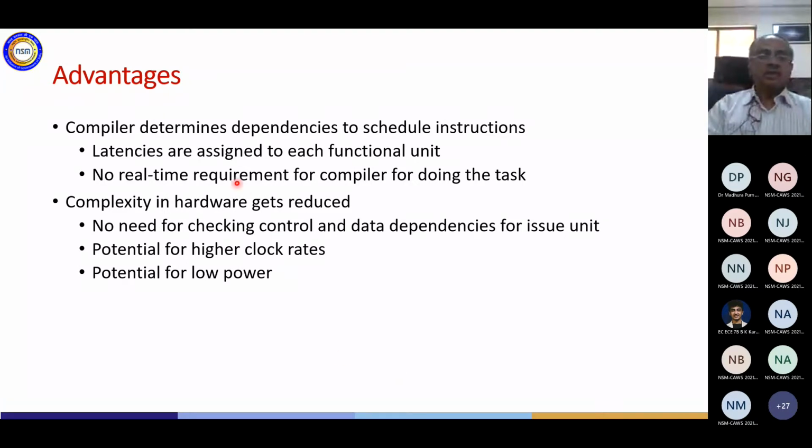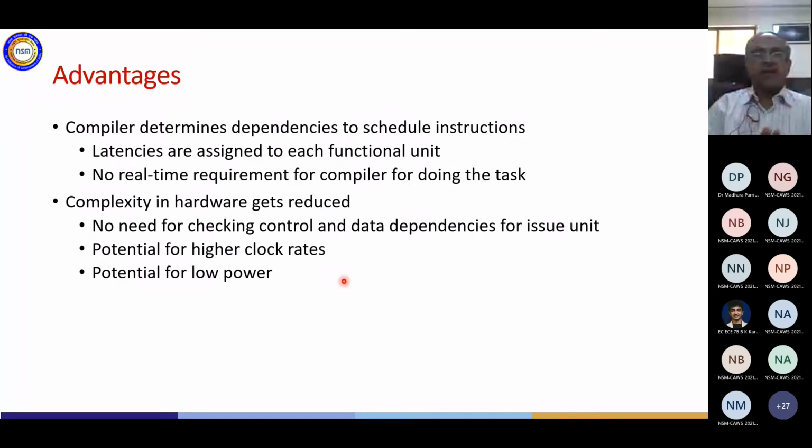Remember, in superscalar, when the issue unit was doing it, it had a time pressure. There is no time pressure here, because instead of 1 second, suppose the compiler takes 5 seconds, that's perfectly fine because it's a one-time job. You are not doing it again. But at runtime, the time advantage is coming. Since this burden has been taken off, the complexity in the hardware gets reduced. So data dependency and control dependency are not required to be checked by the issue unit. Once it becomes simple, you can have higher clock rates.